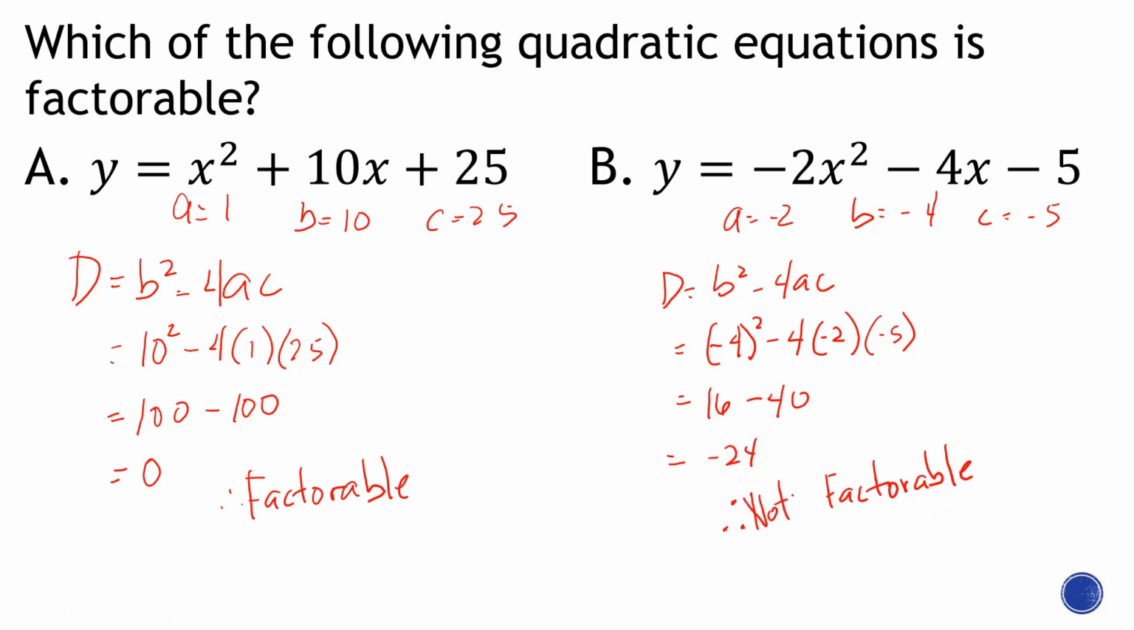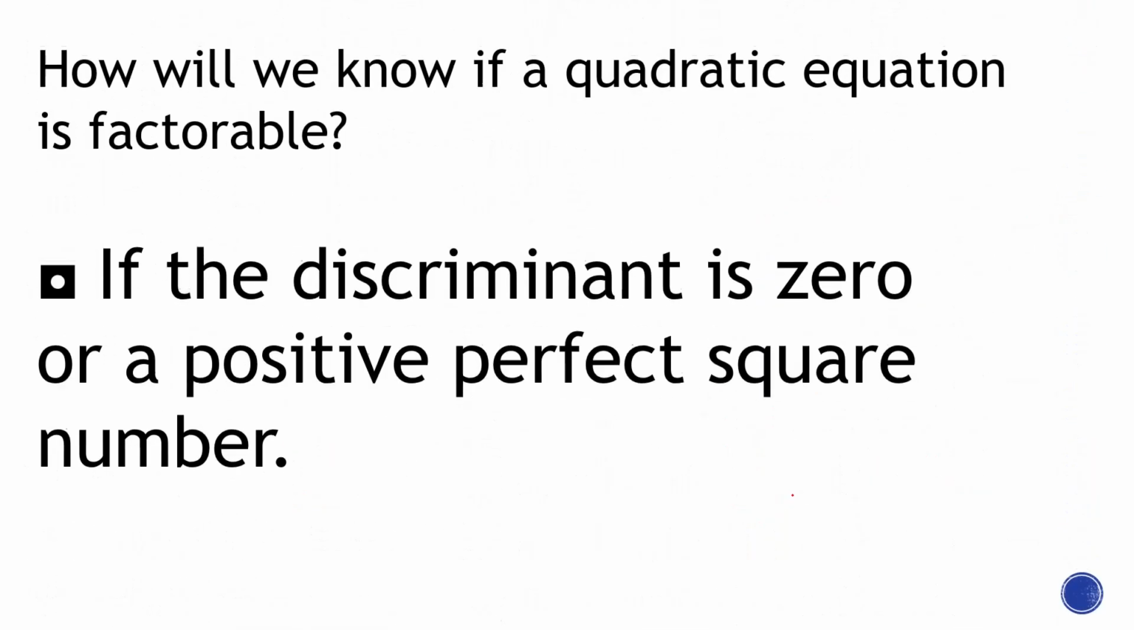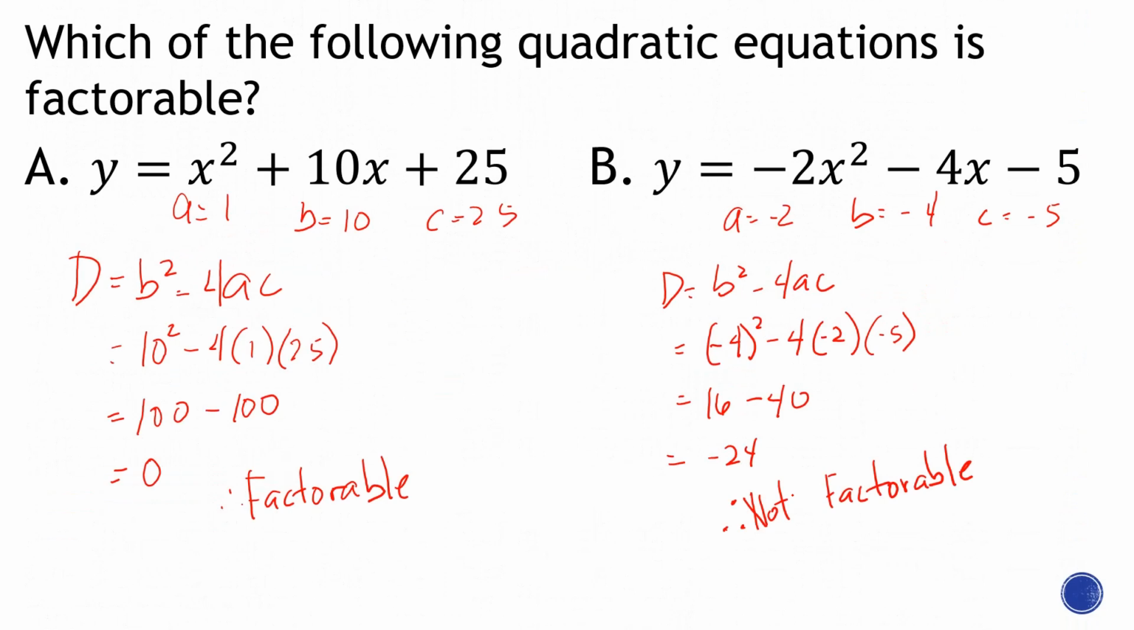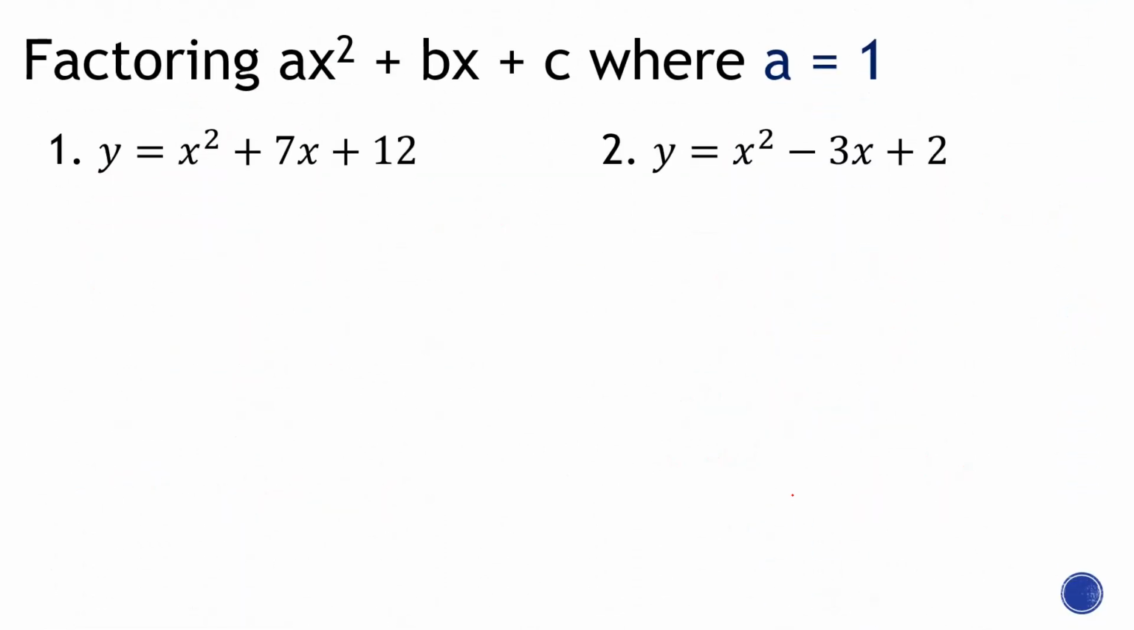Again, let me just repeat this. How will we know if a quadratic equation is factorable? Use the discriminant. If the answer is equal to 0 or a positive perfect square number, it's factorable. If it's not 0 or not a positive perfect square number, it's not factorable. Now let's go to factoring quadratic equations in the form ax squared plus bx plus c, where a, the numerical coefficient of the leading term, is equal to 1.